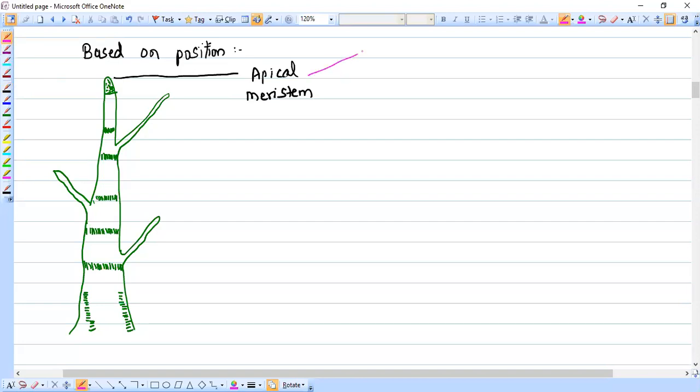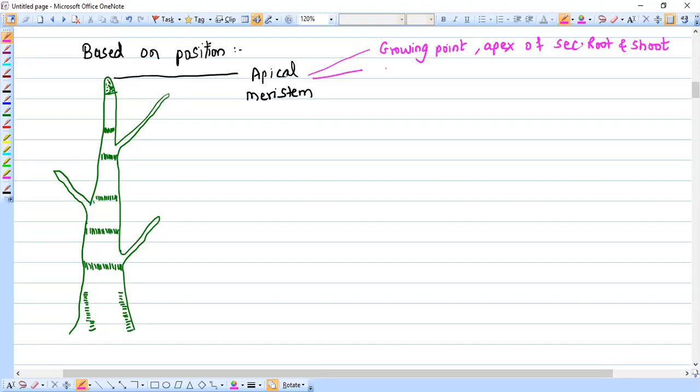So what are the things that we need to write? First I will say that this apical meristem is nothing but the growing point, the apex of secondary root and shoot. It is the apex or tip of the secondary root and shoot system. You will get this apical meristem there.